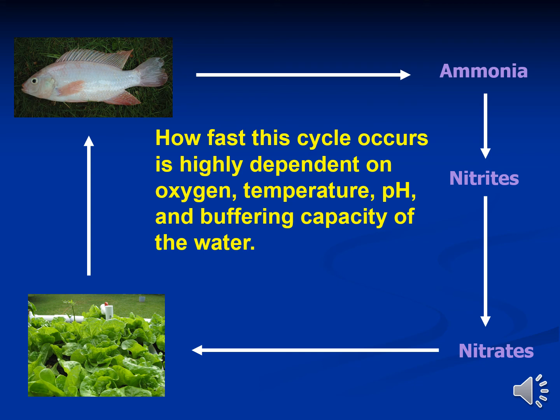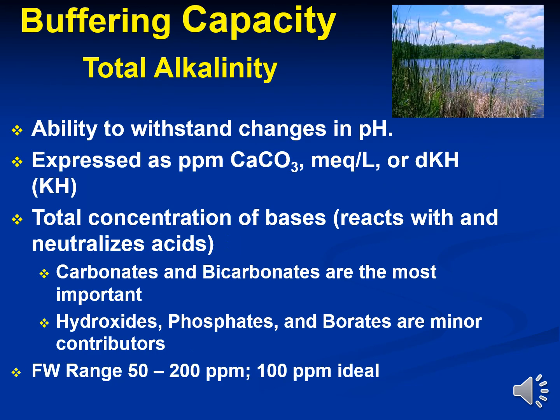How quickly the bacteria can convert ammonia to nitrite and then to nitrates is dependent on a number of factors, including oxygen, temperature, pH, and buffering capacity of the water. What is buffering capacity? It is often called and measured as total alkalinity. It is the water's ability to maintain a fairly constant pH. It's expressed as parts per million calcium carbonate, milliequivalents per liter, DKH, or just KH.